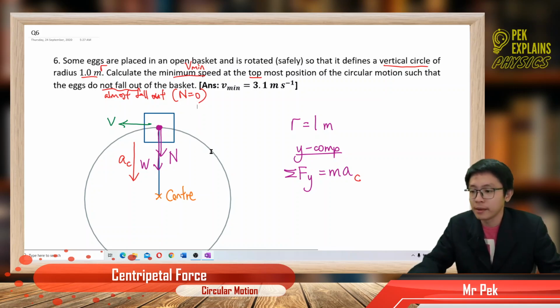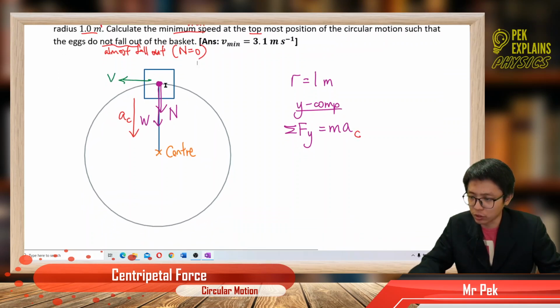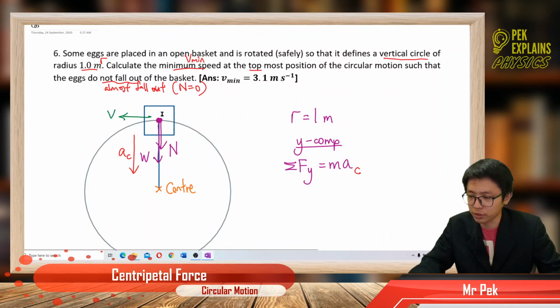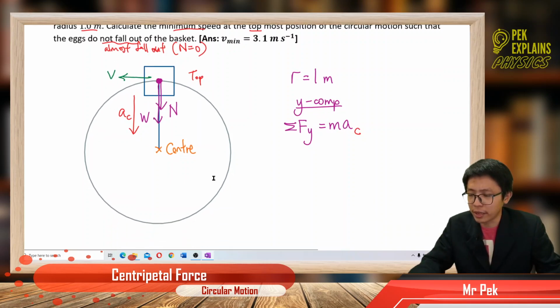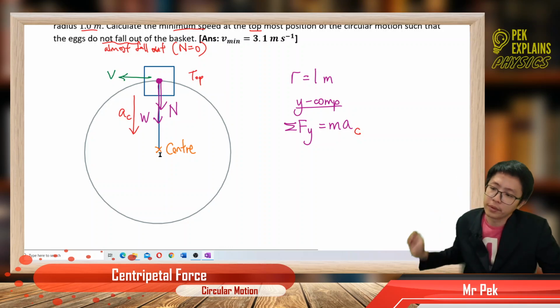All right, we have the radius. He gave us the 1 meter radius, and this is the top position. At the top position, you must draw the free body diagram first. Draw a point mass first. All the forces must come from the point mass. The center of the circle is below the basket.